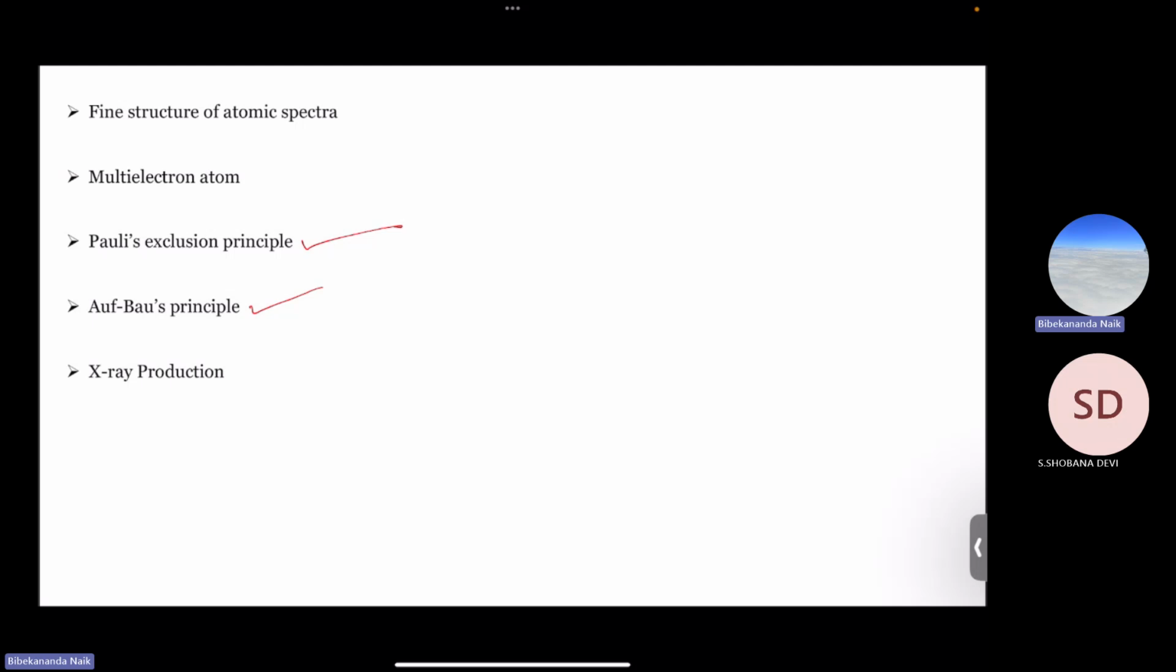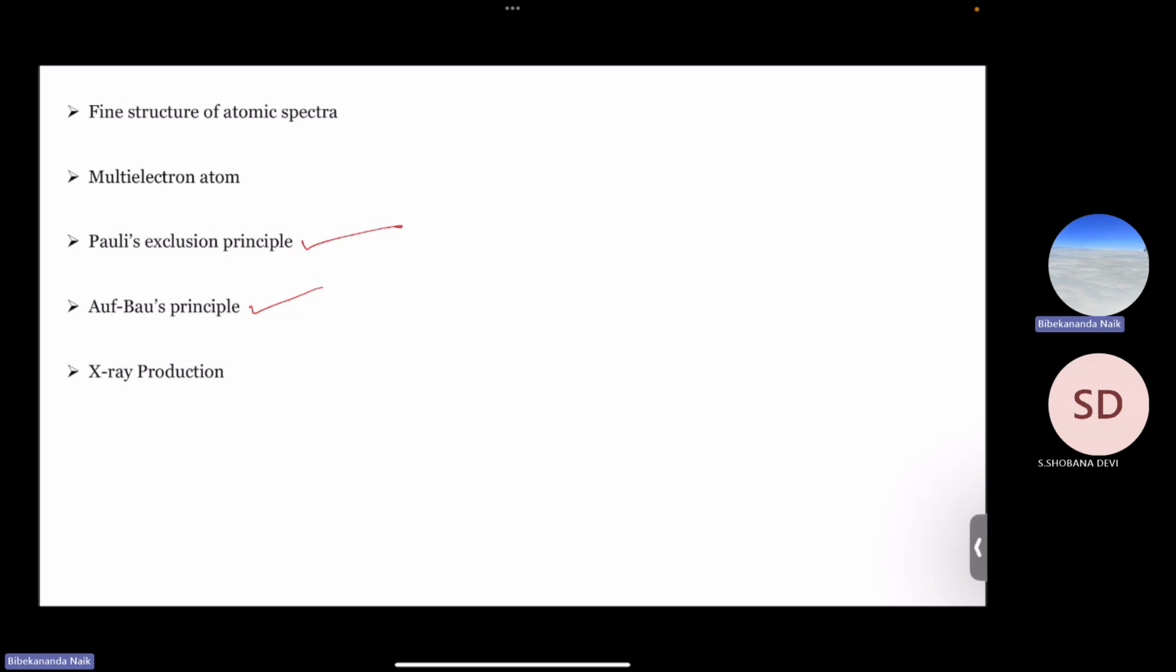That's why when we arrange the electrons, since an electron has spin 1 by 2, the possible values of ms are minus half and plus half. So in one subcell, a maximum of two electrons can be placed, one with spin plus half and another with spin minus half.